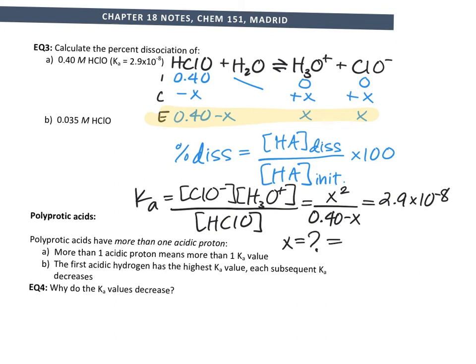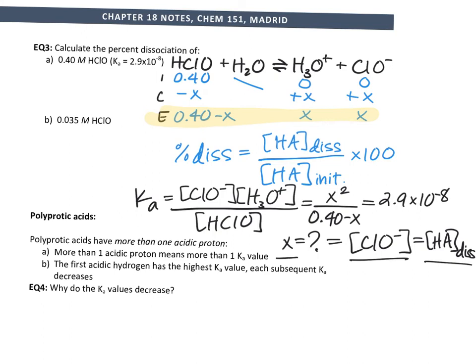Because we know that's going to give us the concentration of hypochlorite, which is equal to HA dissociated. Okay, these are all equal to each other: x, hypochlorite, and HA dissociated. And remember, what I'm looking for is HA dissociated to solve for percent dissociation.